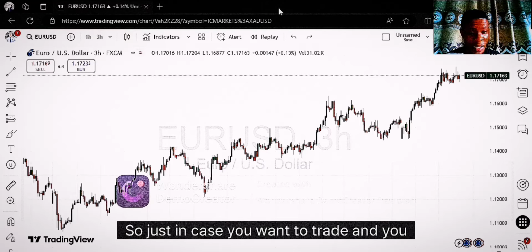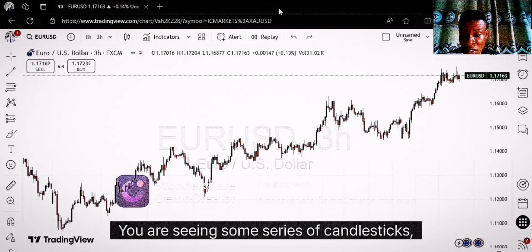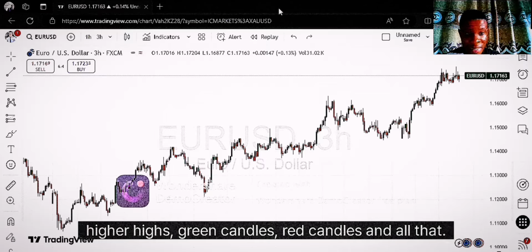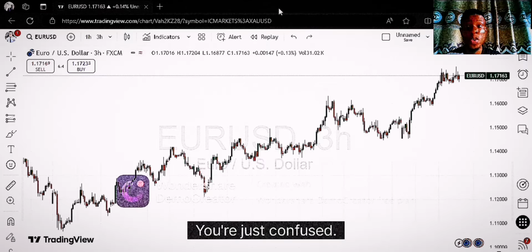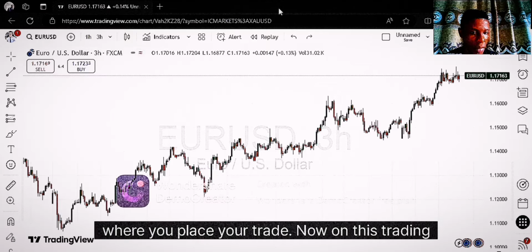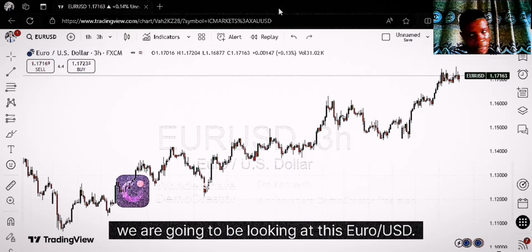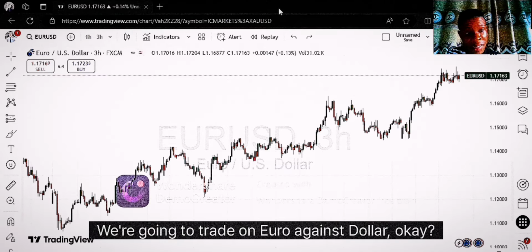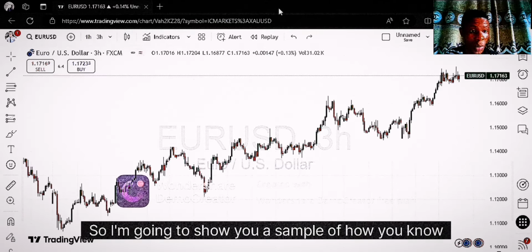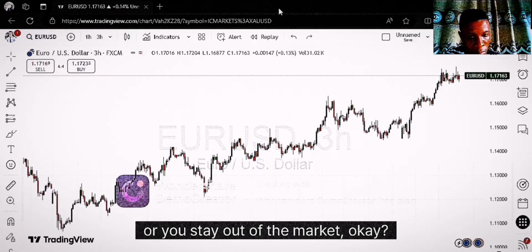Just in case you want to trade and you open a chart like this, you are seeing a series of candlesticks, higher highs, green candles, red candles, and all that. You are just confused. You don't know the area of value at the point where you place your trade. Now, on this TradingView chart, we are going to be looking at EUR/USD. We are going to trade the Euro against the dollar. I'm going to show you a sample of how you know if you are to buy on this trade, sell on this trade, or stay out of the market.